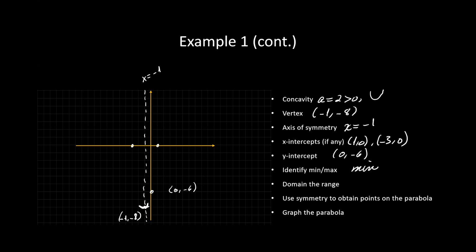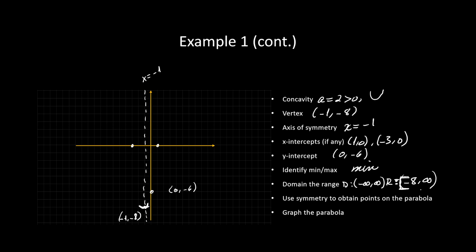Okay. Domain and range. Well, the domain again is always negative infinity to infinity. But the range in this case, we start from the negative 8 of the vertex, so we put a square bracket, and it goes all the way to infinity.